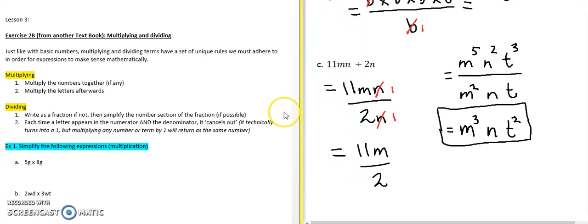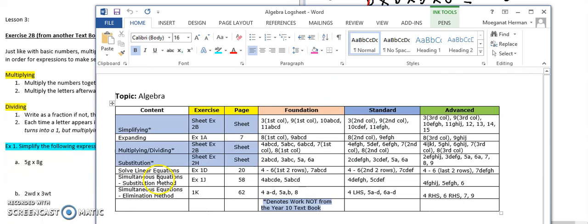And that concludes lesson 3, multiplying and dividing algebraic expressions. I'll pop up the log sheet. This is the log sheet, multiplying and dividing. So exercise 2b from the sheet that I gave out. Here are the foundation, standard, and advanced questions. Go ahead and give these questions an attempt and see how you guys go.